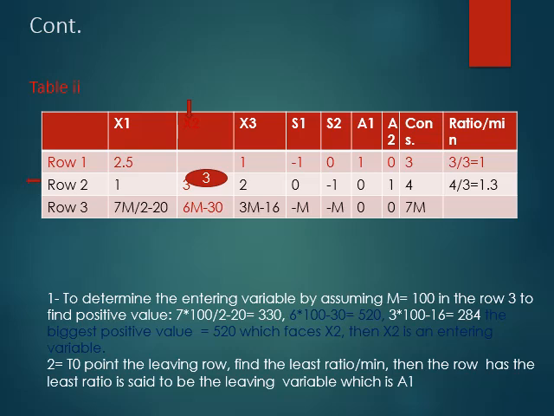In case of minimization, the entering variable, the key variable, the entering column, is that variable which faces the biggest number in row 3, or row Z. So x2 is set to be the entering variable because it faces the biggest figure in row 3, equal 520.